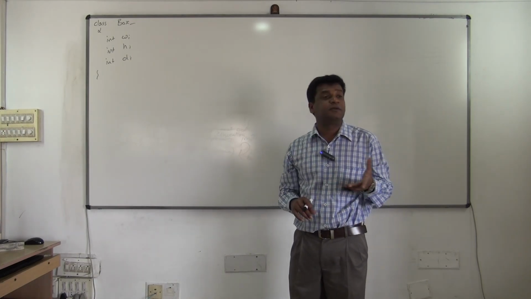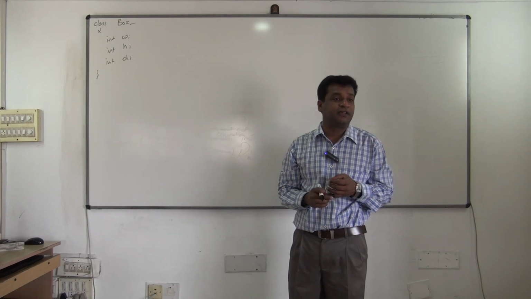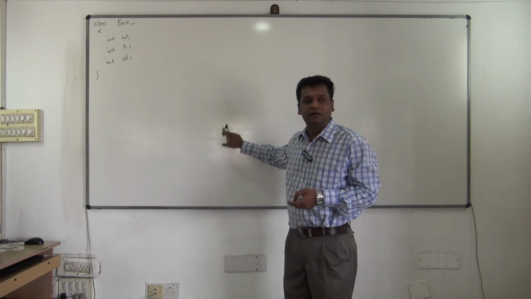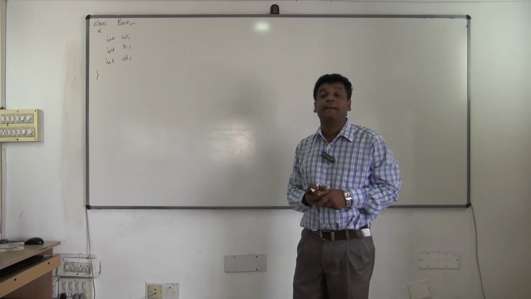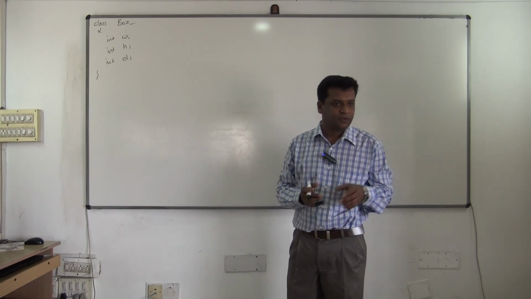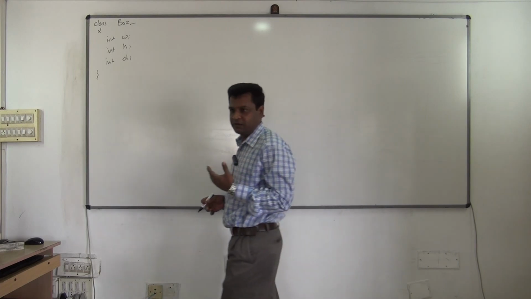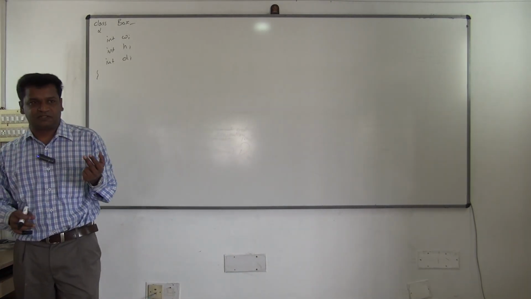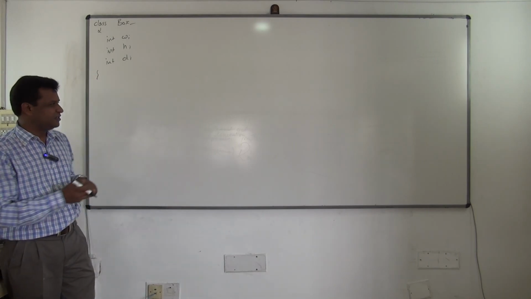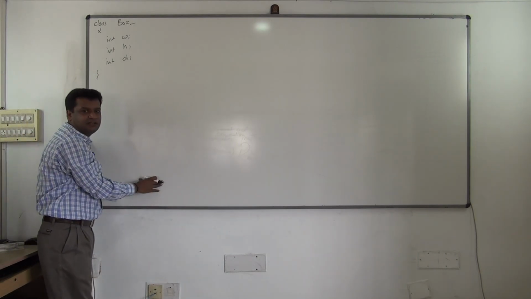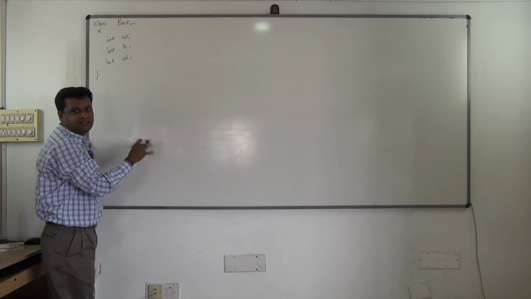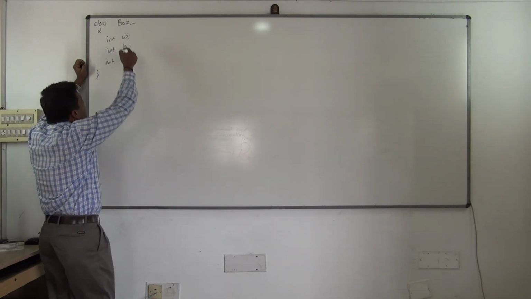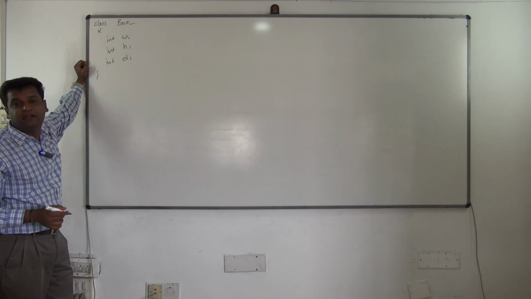The instance variables and the methods put together are called members. I didn't tell you that, so you just write it there. Both of them are called members of the class. What are the members of the class? Instance variables and methods. I forgot to mention it when I wrote the syntax of the class; there you can write it as members. Anyway, these are called instance variables, and they have to be given a value.